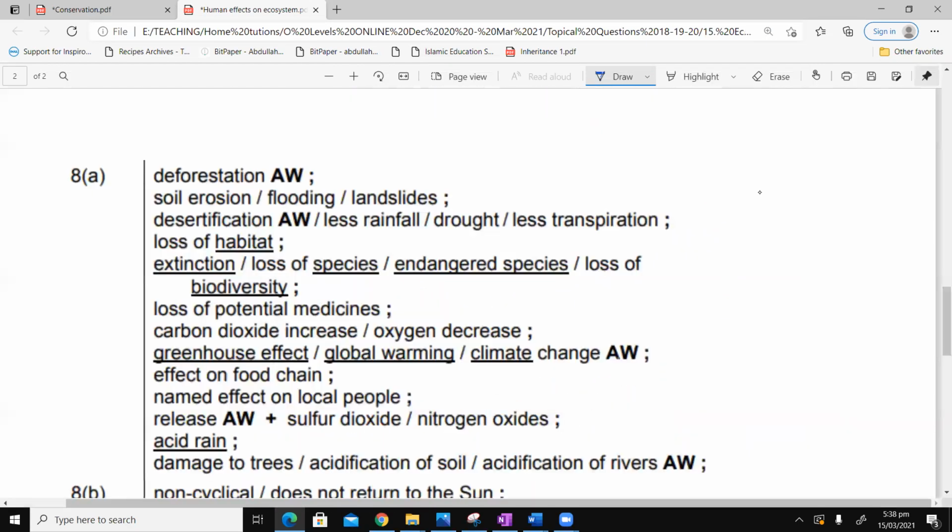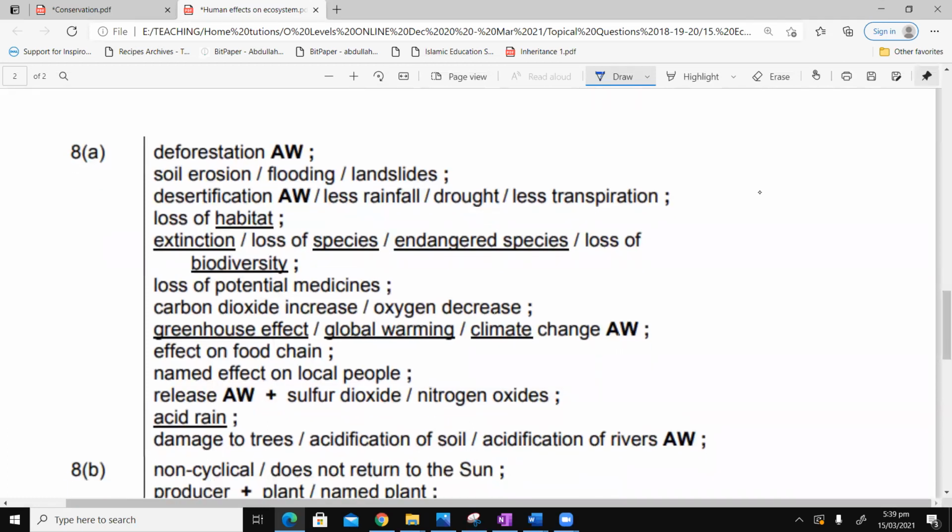Human activity, say the harm that is being done to the tropical rainforest is, number one, deforestation. We've discussed that, which of course results in soil erosion, flooding, and landsliding. Desertification, which basically means less rainfall, which can be because of drought and all of that stuff. Then, of course, if you're cutting down trees, that means loss of habitat, which eventually means that there is extinction happening. Now, I want you to notice that they've underlined so many words here, which means that you are supposed to use these words when you're explaining, even if in your own words.